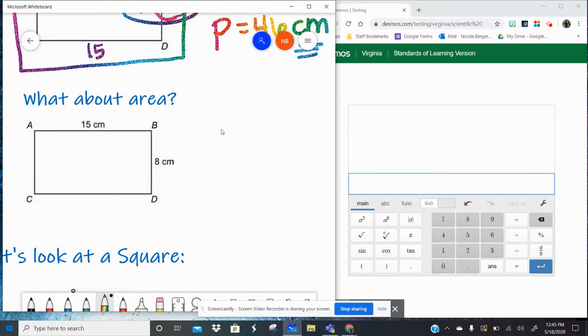Let's move on to area of a rectangle. So here I have the area. I want to know what the area is of the rectangle. If I look up at the top, I know that area for a rectangle is length times width, so LW.